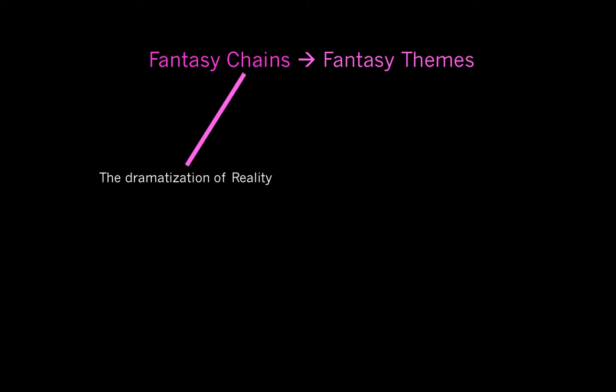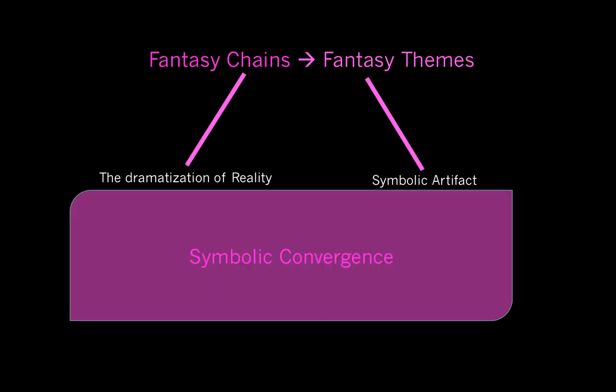So there's a dramatization of reality, and there's something called a symbolic artifact. We know that the way we communicate about ourselves largely is a fantasy that chains out and becomes a fantasy theme. This is rooted in an idea called symbolic convergence, which says that humans create and share meaning through talk and storytelling.